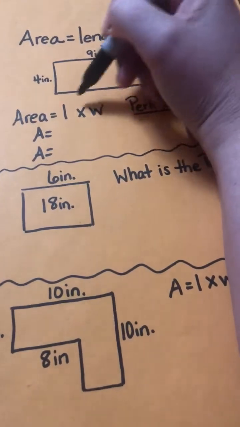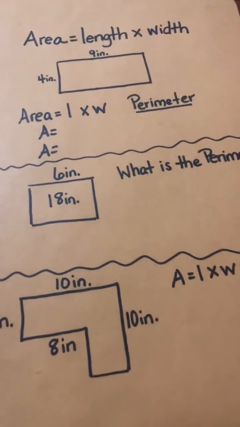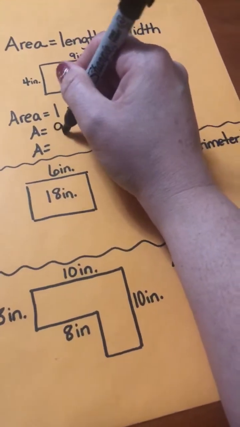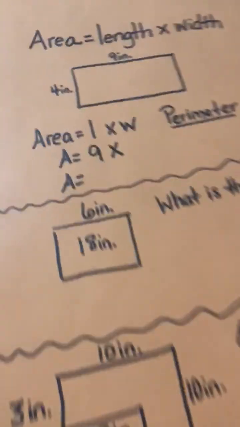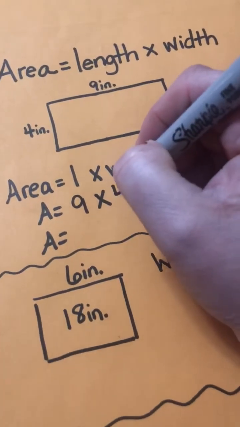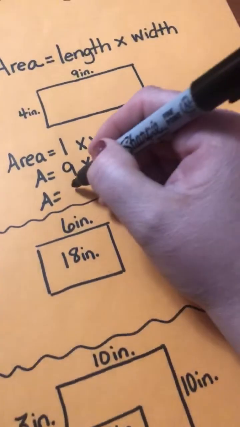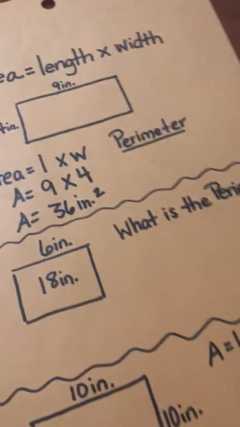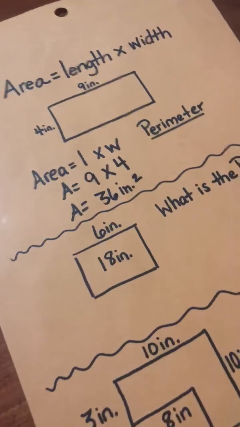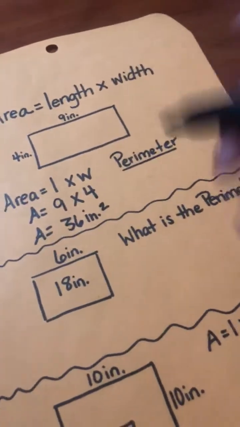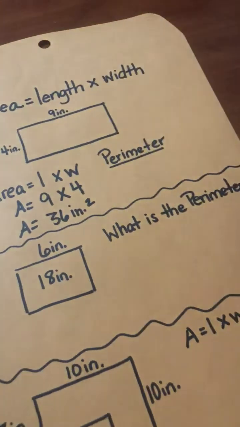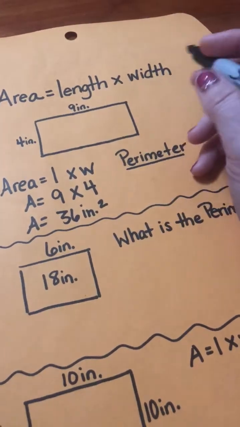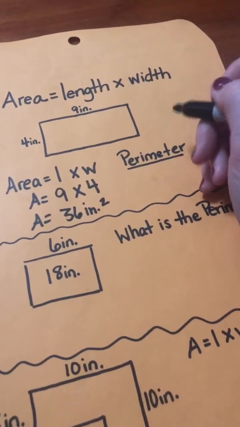Students know that they are going to write the formula, area equals length times width, and then they're going to fill it in. The length of this figure is 9 inches times the width of the figure, 4 inches. And 9 times 4 is 36 inches squared. When you are finding area, the units will be square units because we are actually measuring it two different directions and of this two-dimensional figure. So our answer will always be in square units, which can be written inches squared or square inches.